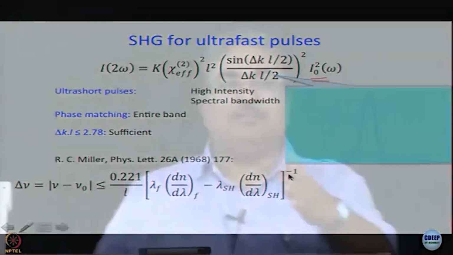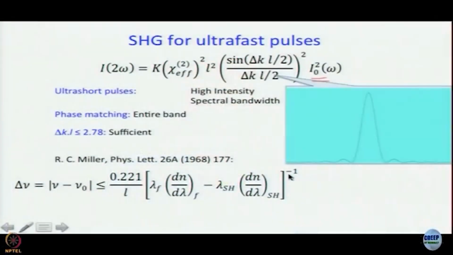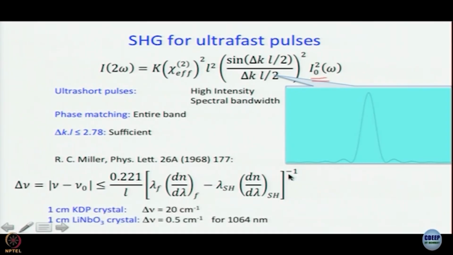You take thin slices of the material, see how much change in refractive index is there, and you can work it out. So, from there, for a 1 centimeter KDP crystal, it turns out that delta nu is 20 centimeter inverse, whereas for a 1 centimeter lithium niobate crystal, delta nu is only 0.5 centimeter inverse, but then I cannot just stop here, I have to say which wavelength it is. It will depend on lambda fundamental, lambda second harmonic also. So, the wavelength that we are working with is 1064 nanometer.